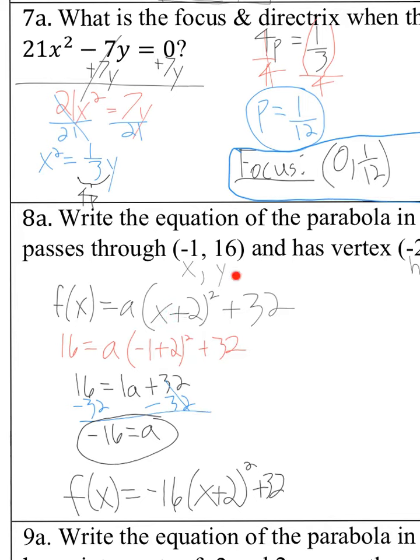Squared plus 32. Plug in this for x and y. 16 equals a times negative 1 plus 2 squared plus 32. This just makes 1. So 1 squared is 1. So I have 1a plus 32 equals 16. So negative 16 equals a, because I subtracted 32 to the other side. And so my final answer is negative 16 times x plus 2 squared plus 32. Again, I just plugged in negative 16 to that first step.